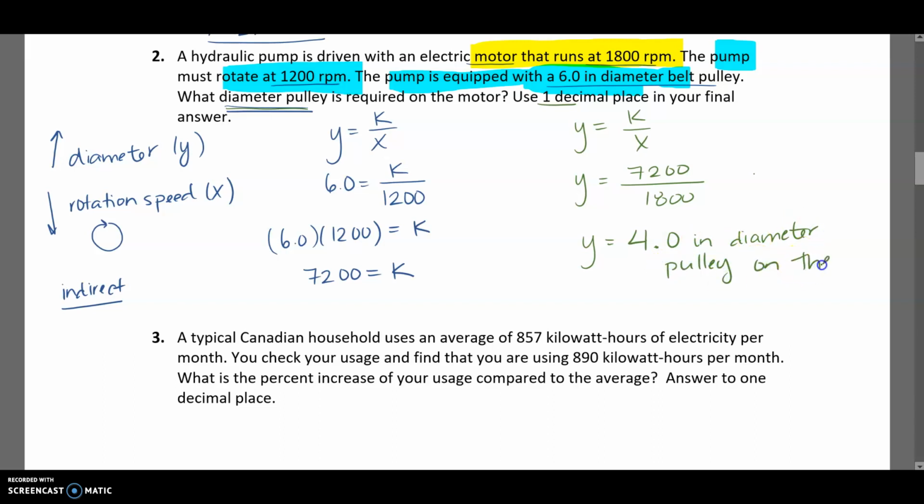on the motor. Again, I can check and make sure my answer makes sense. This was an indirect relationship. So the diameter of my pulley decreased from 6 to 4 inches, so the speed should increase, and it was 1200 RPM and up to 1800 RPM. So the answer makes sense.